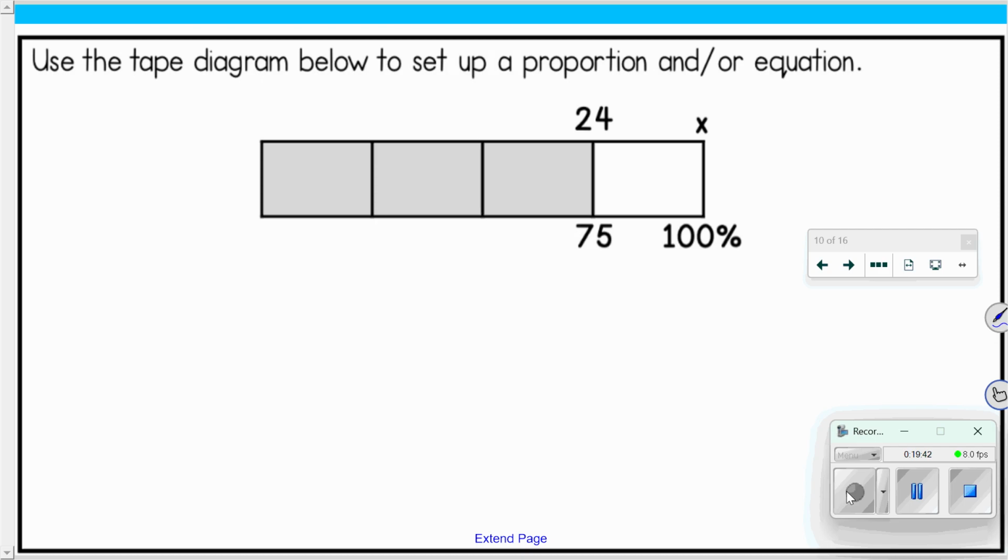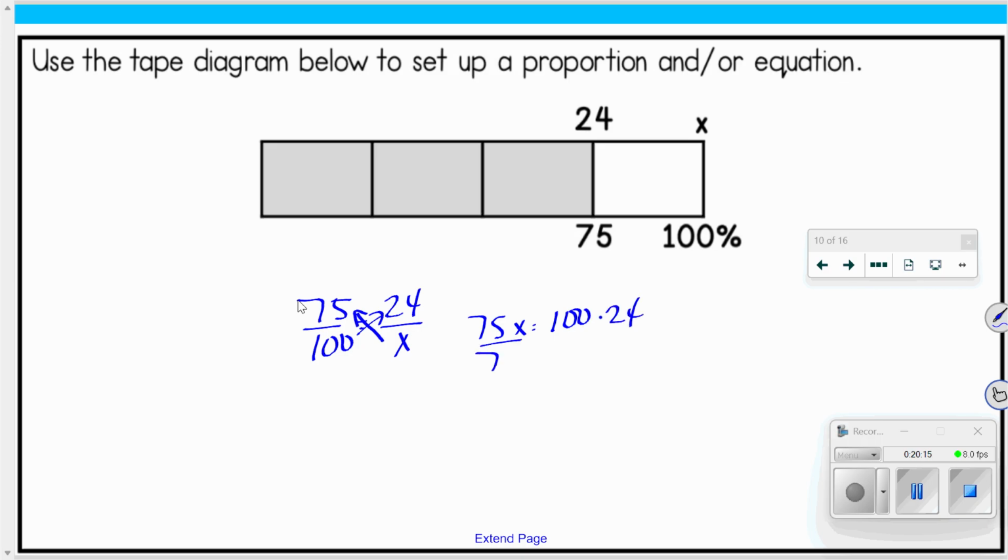Okay, and this one, again, I can actually set my proportion up easily. It's 75%, and 24 goes on top. X is on the bottom. It's really important that you put the missing piece in the right spot. If you don't, you get the wrong answer. Here's another decent one for cross multiplying. Now I know it's 75x equals 100 times 24.